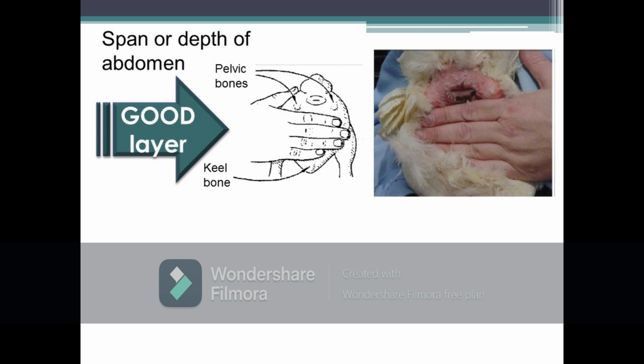As shown in the picture, the span or depth of the abdomen is measured between pelvic bones and the tip of the keel or breastbone. The hen that shows the greater body depth is to be chosen as a good layer if she shows the other marks of egg production. Good layers, as shown in the picture, have a depth of 4 fingers width.